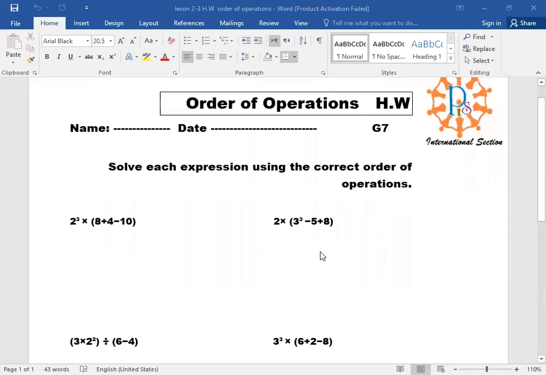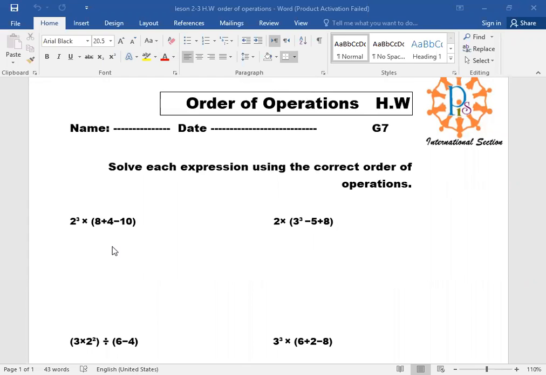Okay. So did you get the idea for order of operations? This sheet will be homework and you will find it in our SMS about lesson 2, 3, order of operations. So we will start to solve together question number 1. We have 2 to the power of 3 times (8 plus 4 minus 10) inside the parentheses. Could you please, Hassan, tell me what we have to do?